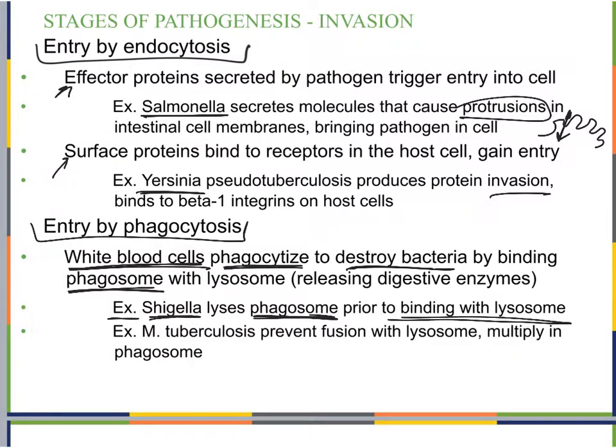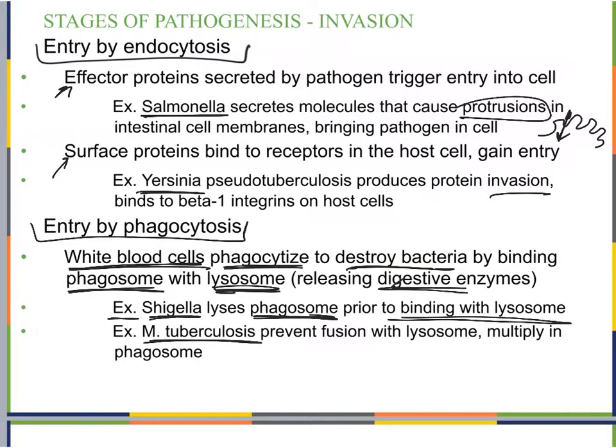It brings Shigella into that phagosome, but then before the phagosome binds to the lysosome, and remember the lysosome has these digestive enzymes, it gets out. So it lyses that phagosome, and now it's within the white blood cell, and it can go through its process of multiplying and creating its virulence factors.